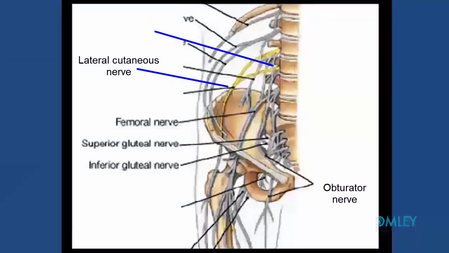passing under the anterior superior iliac spine, just under the inguinal ligament, before passing down to the lateral side of the thigh, and it's a purely cutaneous nerve responsible for an area of sensation.